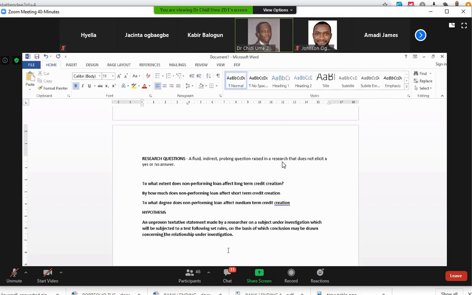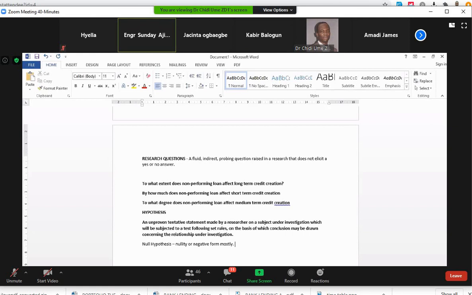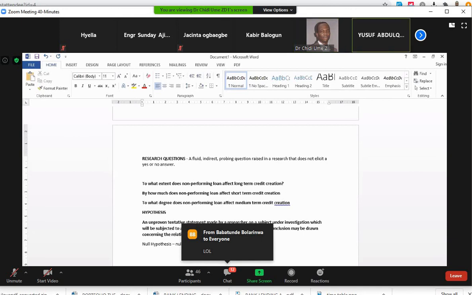All right. So if we want to formulate hypothesis, let's look at a few things. We have null hypothesis, which is based on nullity or is stated in negative form. Mostly, not all the time. There are some advanced research, especially tests, where null hypothesis can be stated in positive form. For example, the Godfrey Lagrange multiplier test, the null hypothesis is stated in positive. Carrying out a heteroscedasticity test, the null hypothesis is stated in positive form.